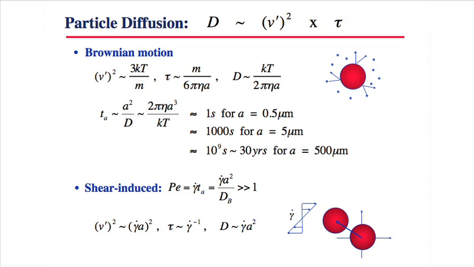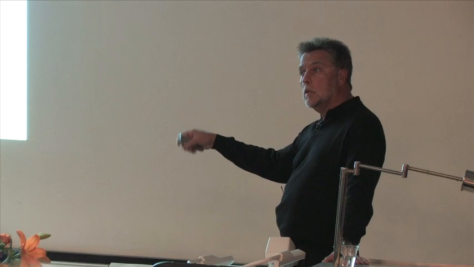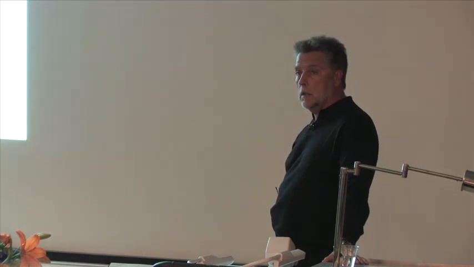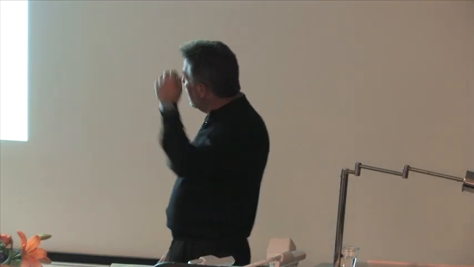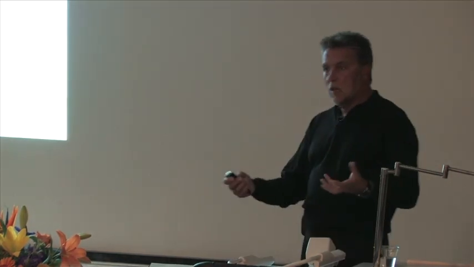And so if you ask yourself, even without that effect, a particle of half a micron takes a second to diffuse its size. A particle of 5 microns takes 1,000 seconds. A particle of 500 microns takes 10 to the 9th seconds, which is 30 years. And they all can be reduced by several orders of magnitude if the concentration is increased. So that makes you wonder, if I have particles which are, say, 10, 20 microns in size, and they're very concentrated, they're not going to go anywhere at all.